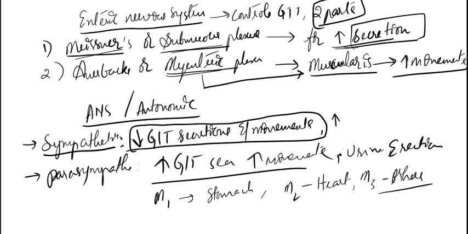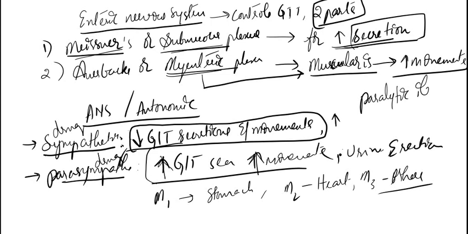Now if you know this basic physiology, you understand why the sympathetic drugs, parasympathetic drugs work, and you can understand the basic principle behind the pharmacology. You understand, no? Parasympathetic drugs increase the GIT movements. So in which condition do you see decreased or paralyzed GIT movements? Paralytic ileus.